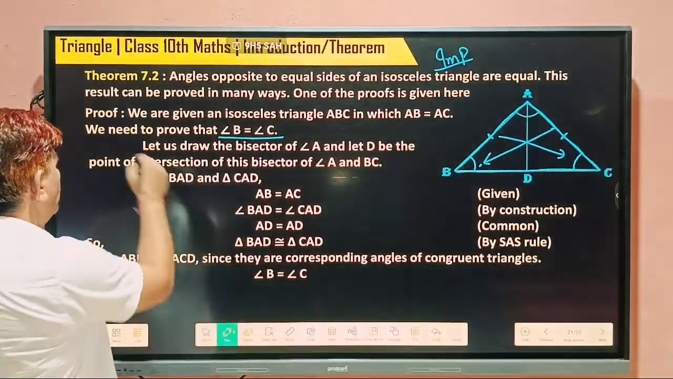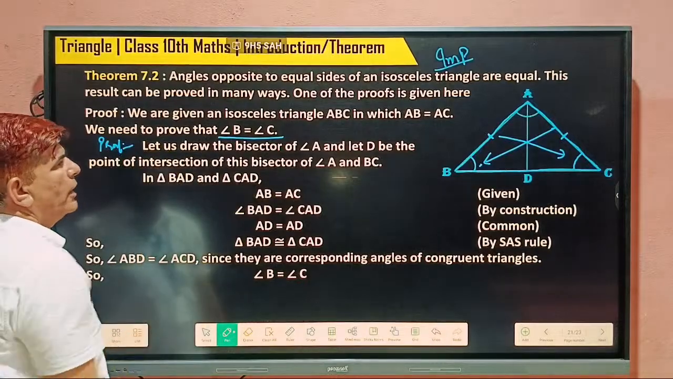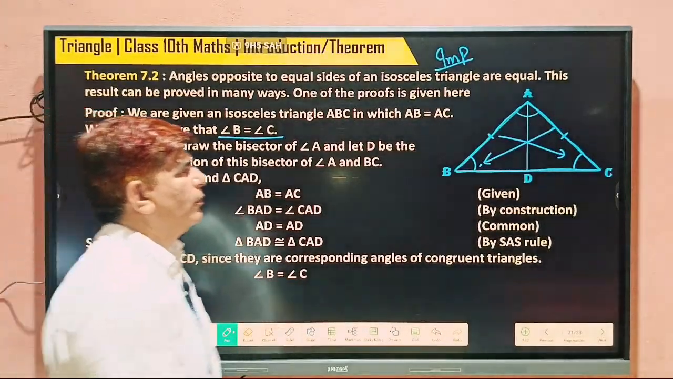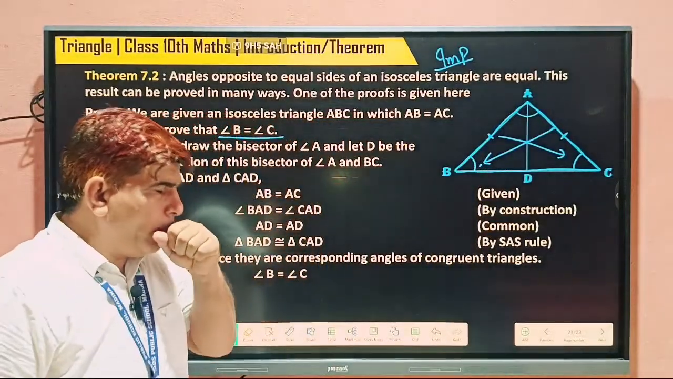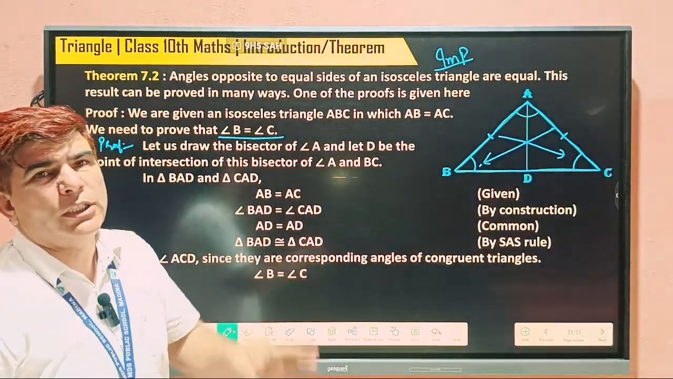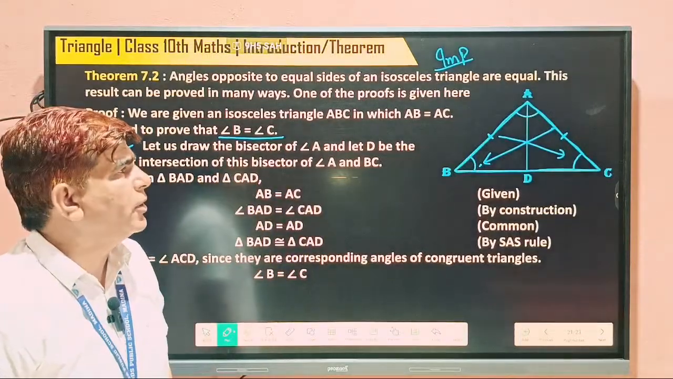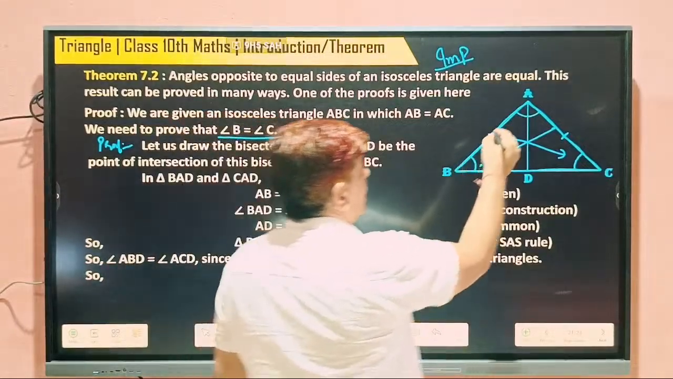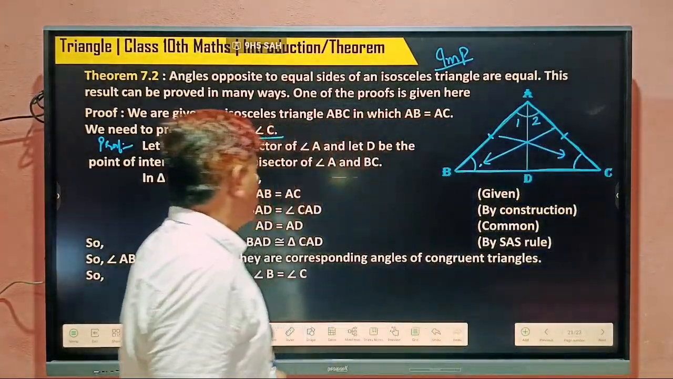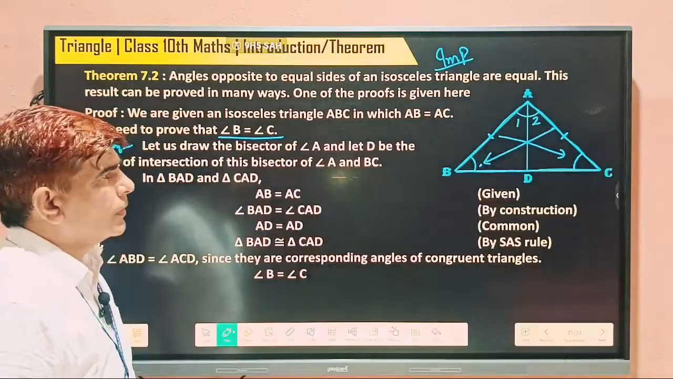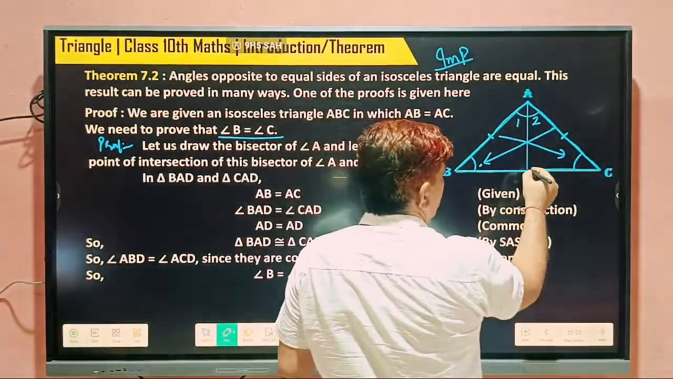So here we can write the proof. Let us draw the bisector of angle A. We draw AD as a bisector. Bisector meaning which divides angle A into two equal parts. We can say this is angle 1, this is angle 2. So we draw the bisector AD, which cuts BC at what point? Point D.